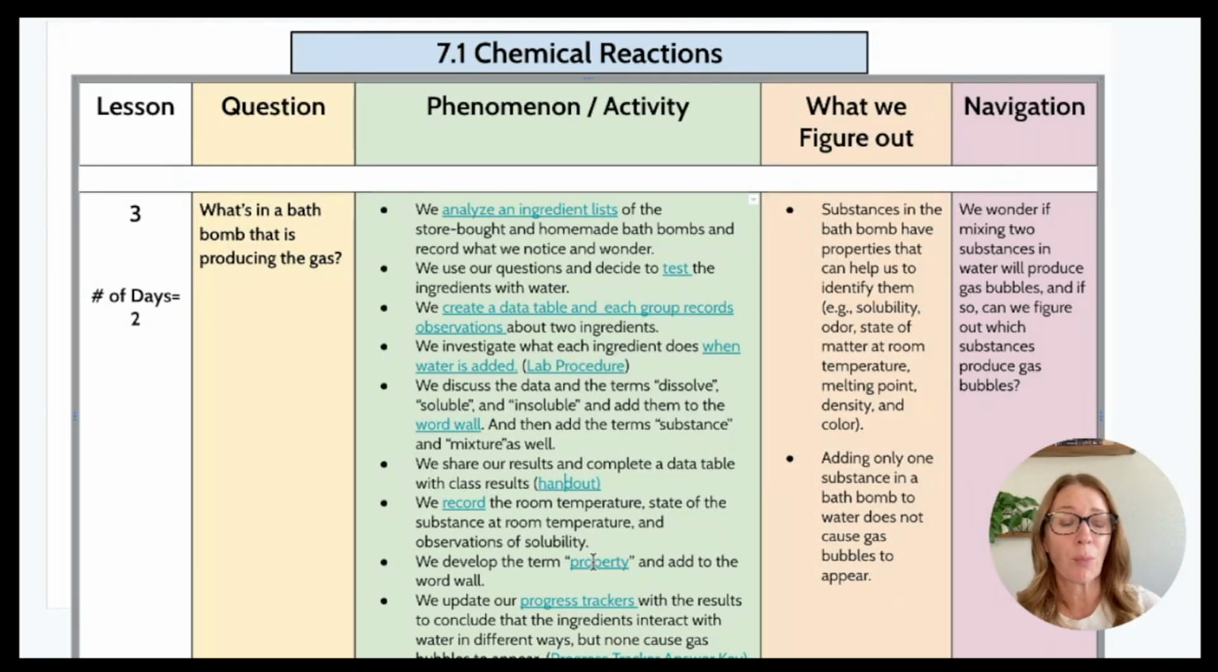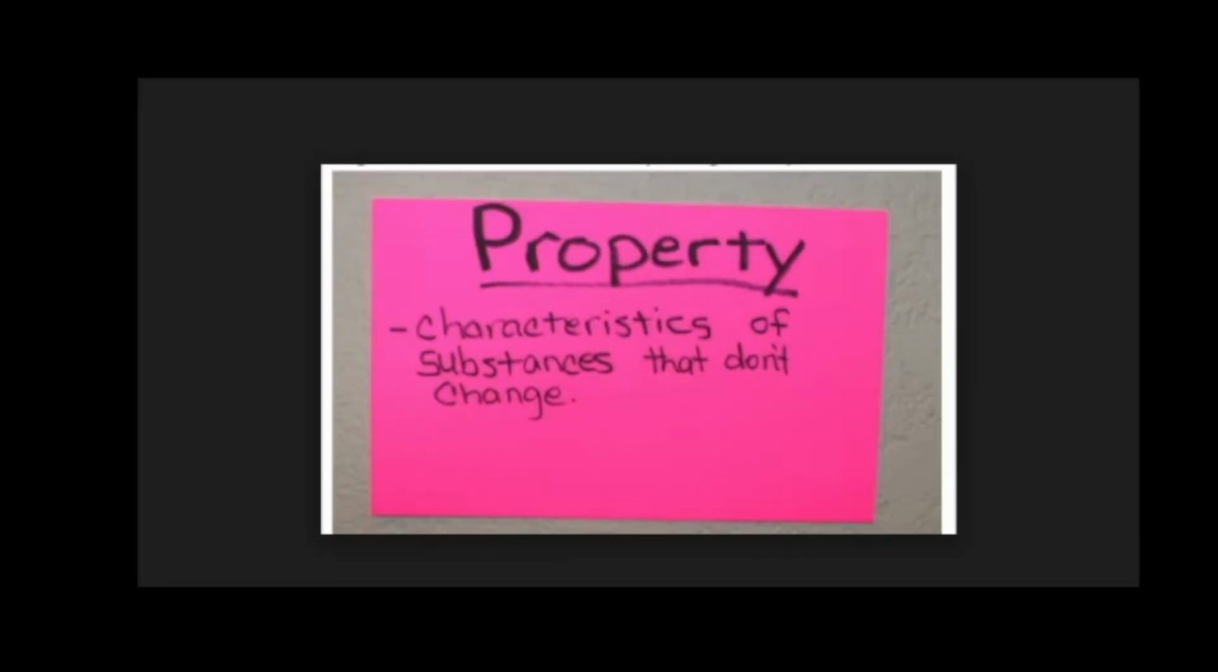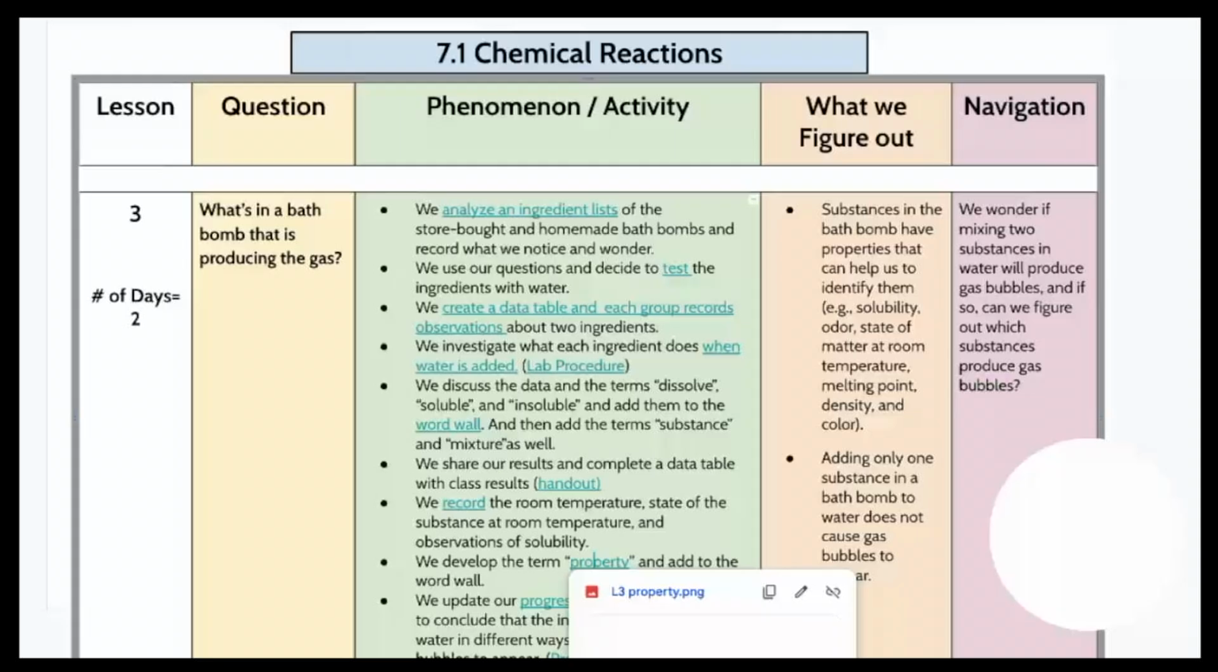We developed the term property. So we're going to use the characteristics that we have developed and we've looked at, and we're going to name that as being called a property of a substance that do not change. Mass can change, volume can change, but the color is not going to change, and the melting point is not going to change, and the state of matter at room temperature is not going to change.